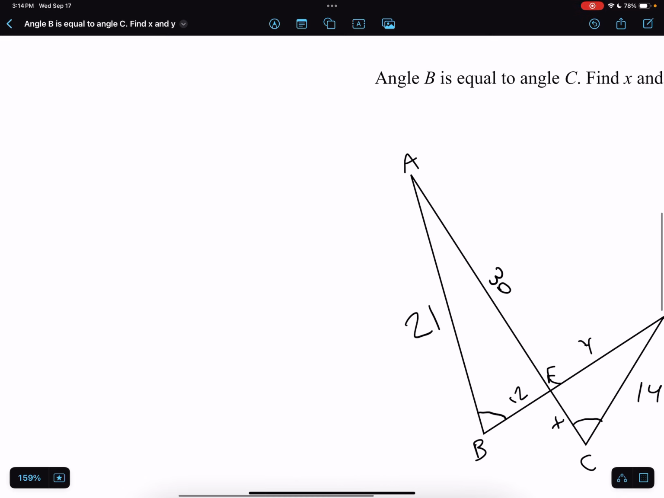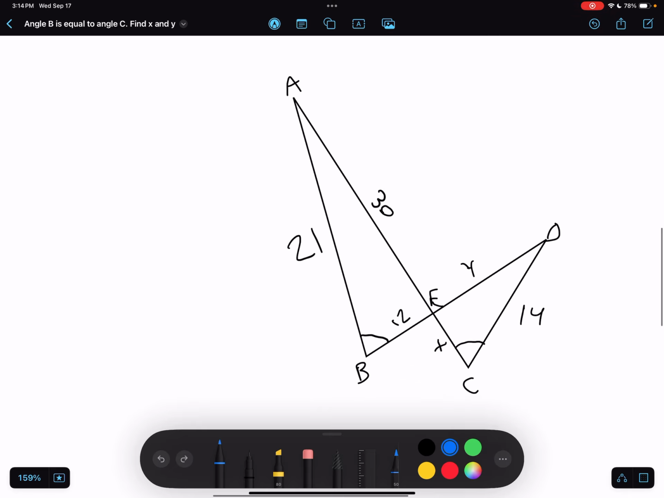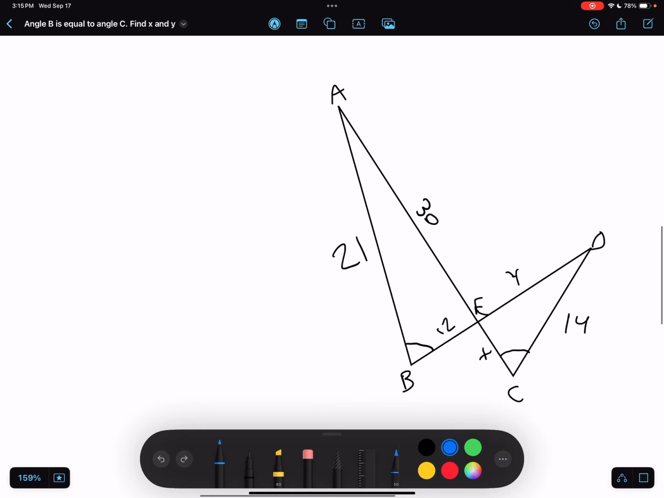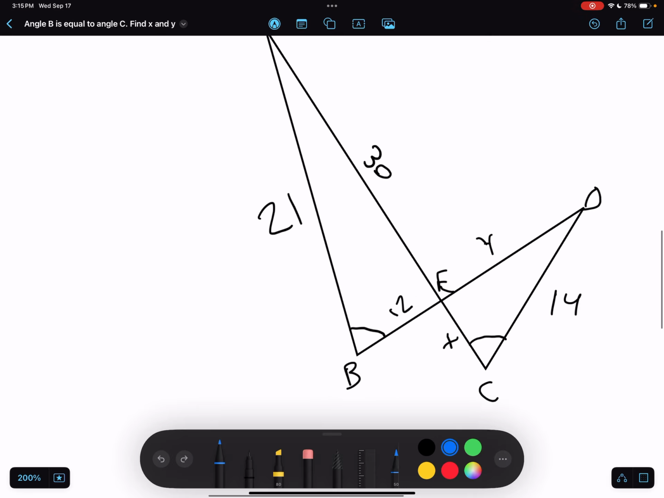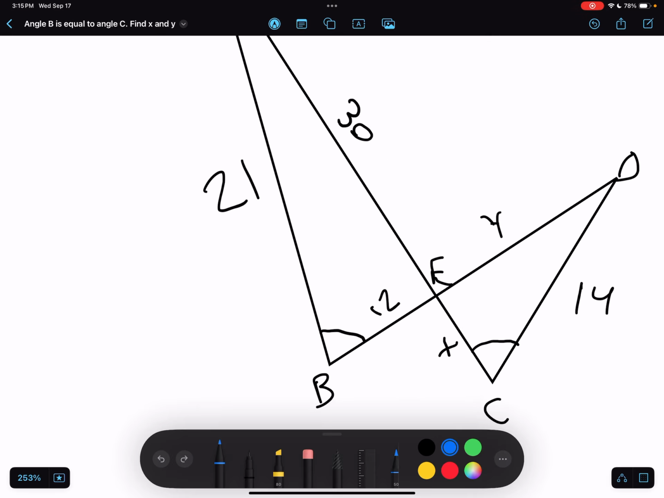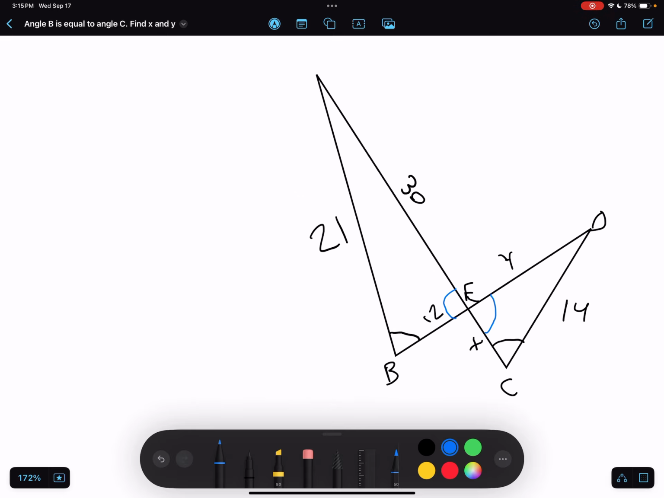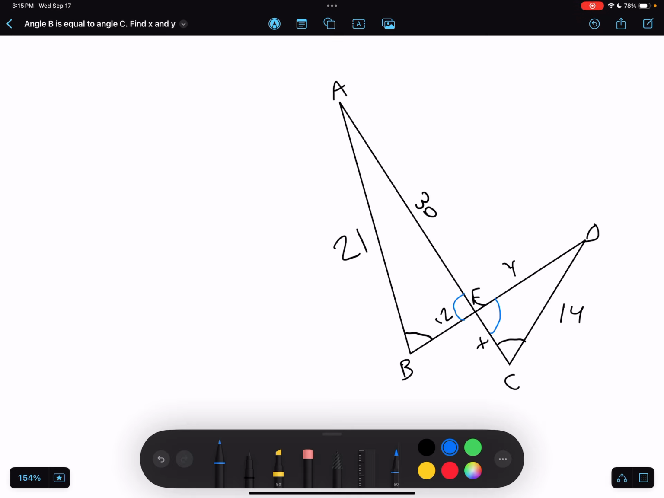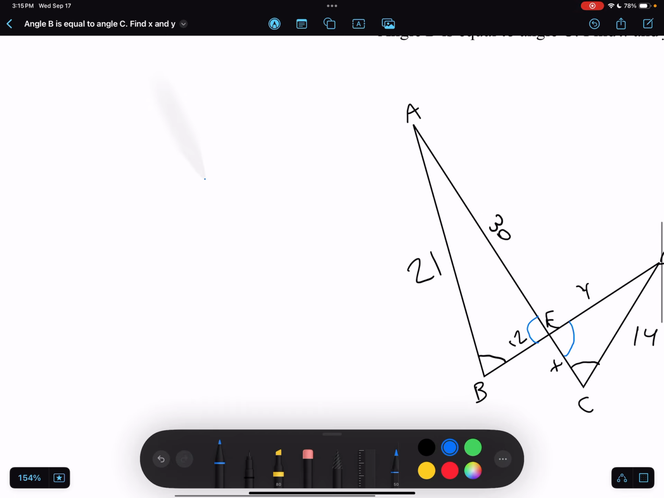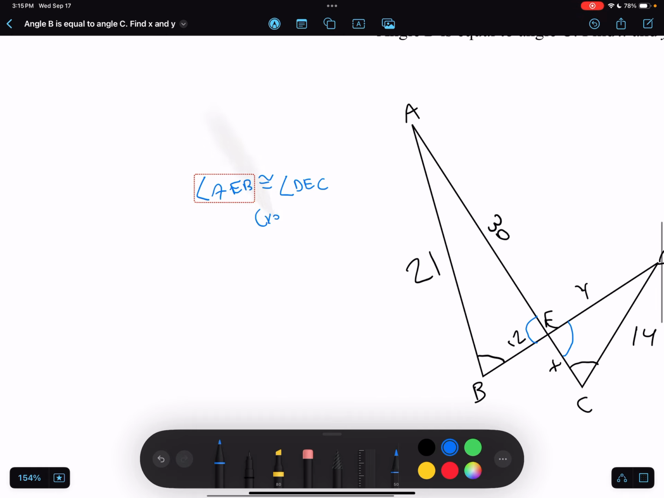Let's go ahead and see if we can use some of them to figure out if these two triangles are similar. So we know that angle B is equal to angle C. Now there's also a hidden angle here that's also going to be equal. We've got the vertical or opposite angles here opposing each other. And those angles, AEB, are going to be congruent to DEC. So we can establish angle AEB is congruent to DEC because they are vertical, or opposite, angles.